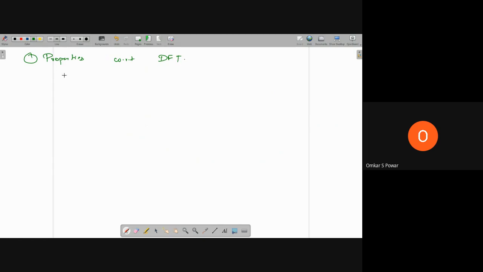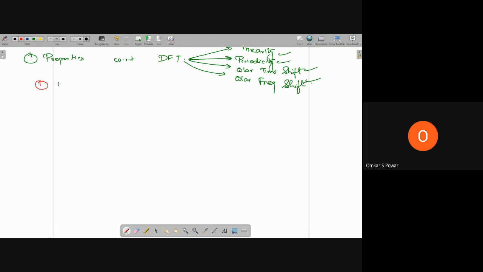So the first property, we will see total 4 properties: linearity, then we will see periodicity, then circular time shift, then circular frequency shift. So these are the 4 properties which we are going to see today. Okay. So let me begin with the first property, which is linearity.